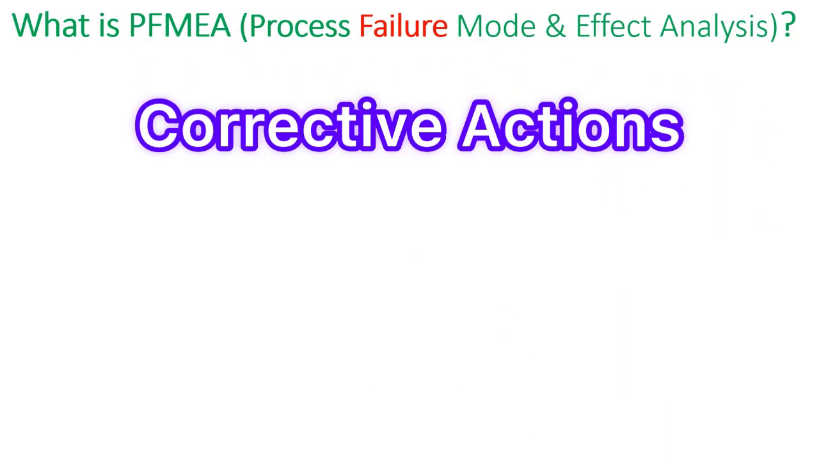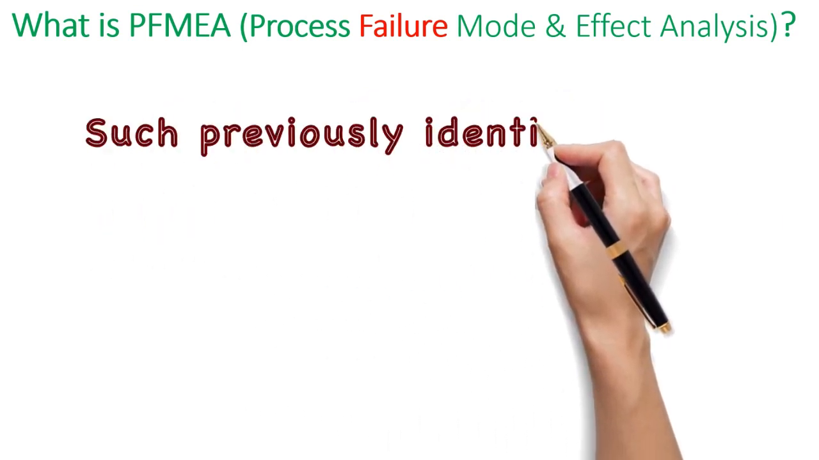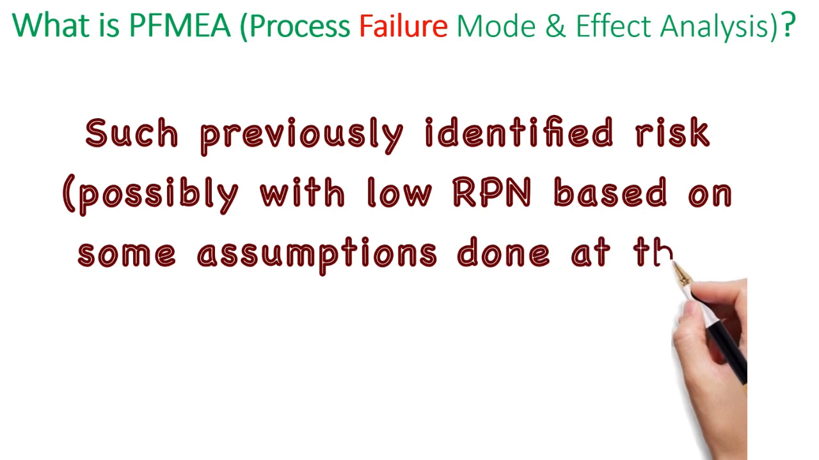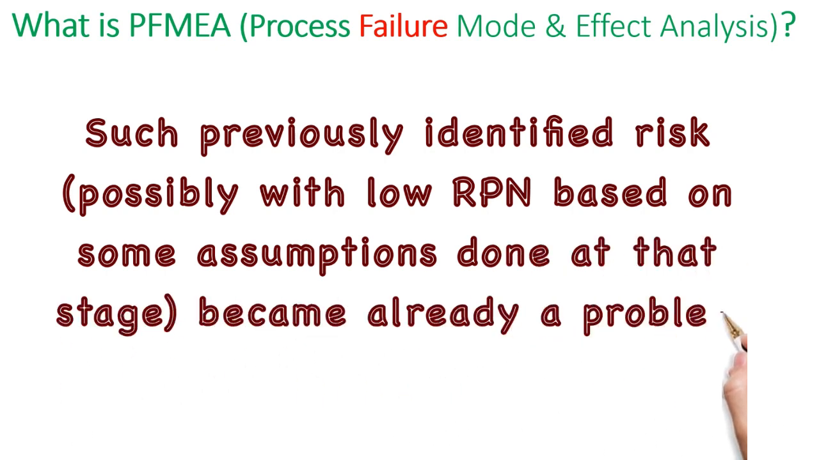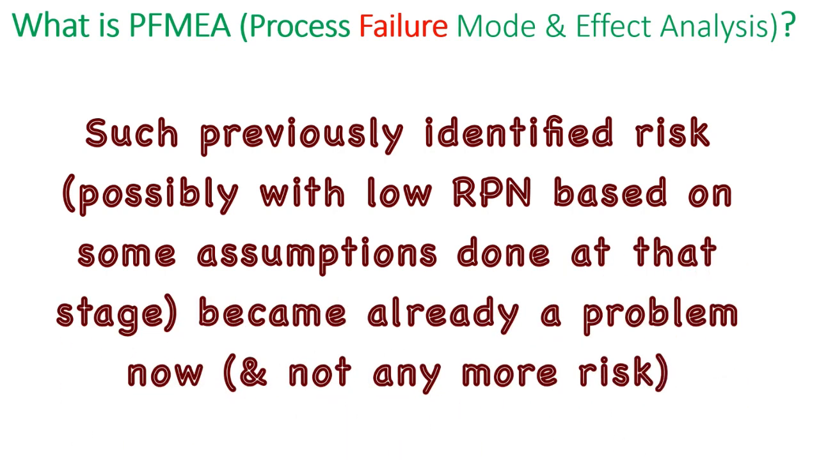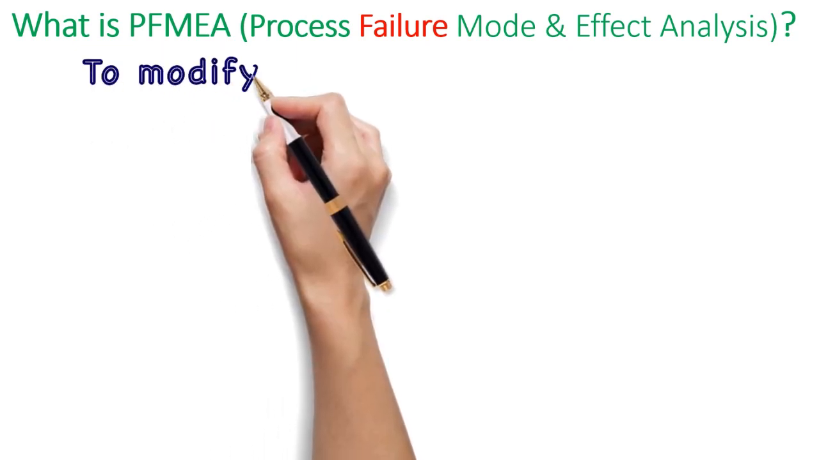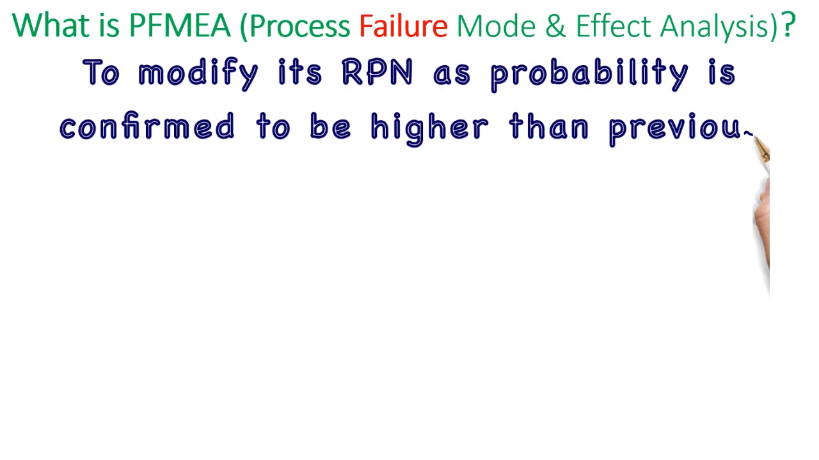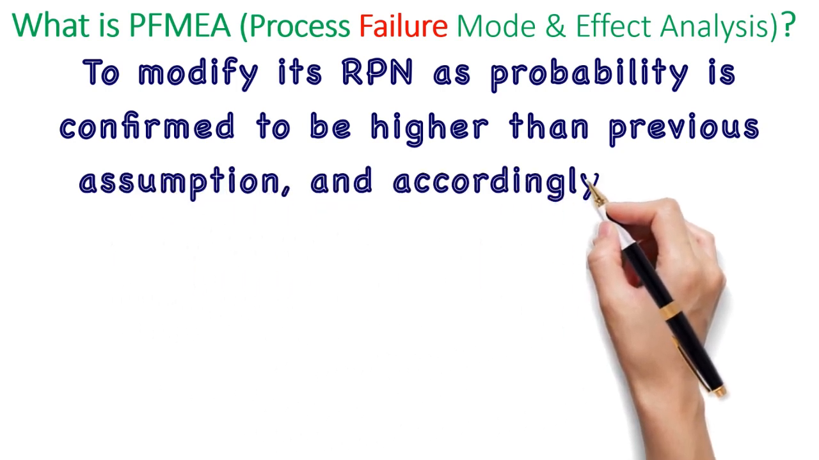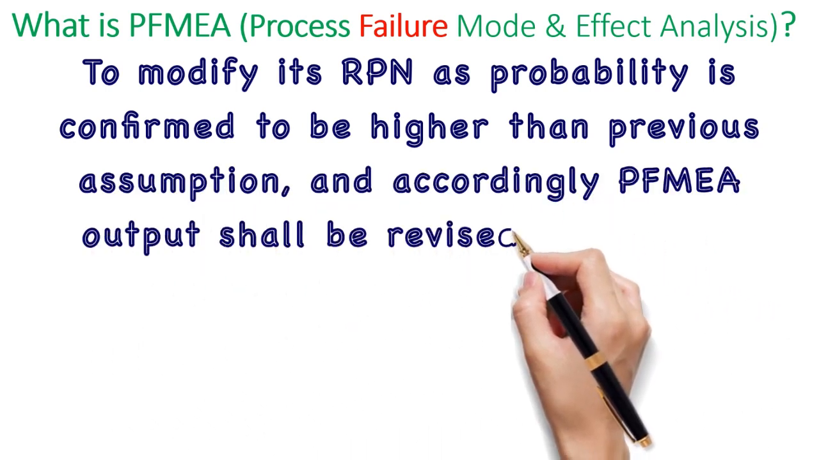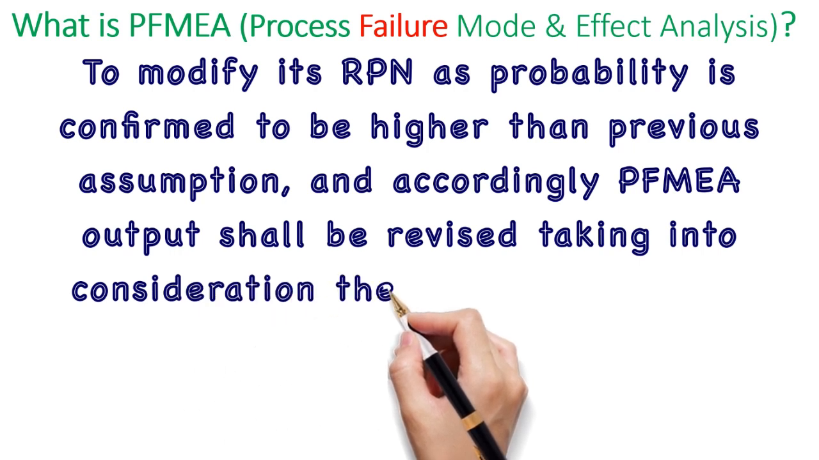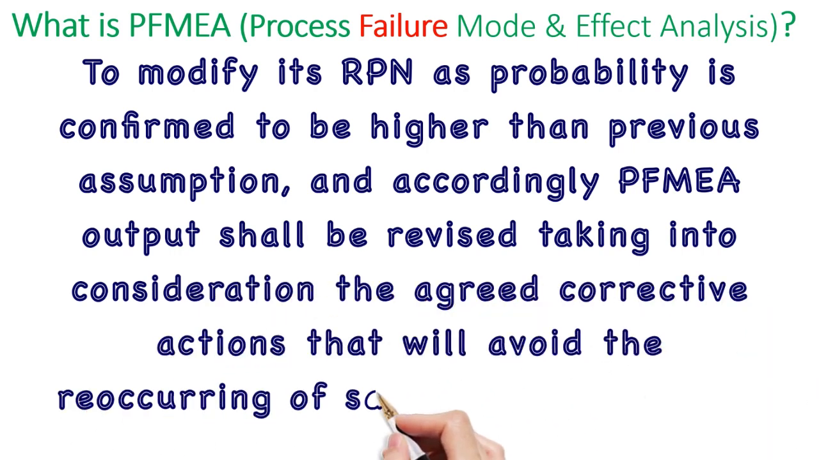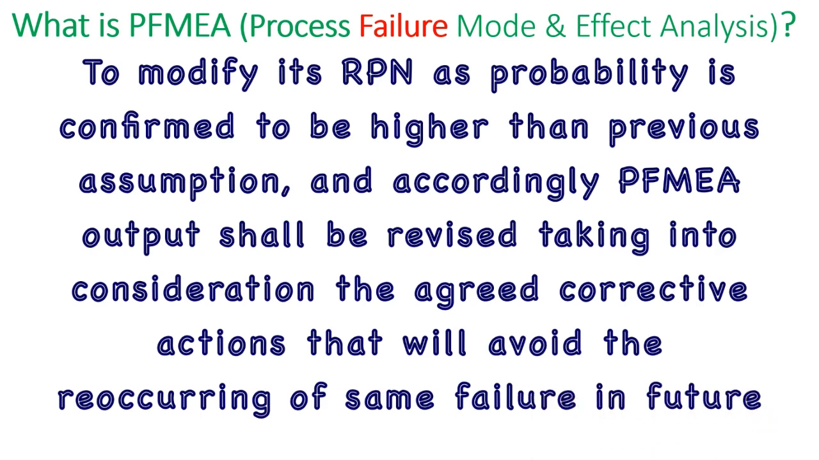On the other hand, since such a previously identified risk, possibly with low RPN based on some assumptions that were made at that stage, has already become a problem now and no longer a risk, we now have to modify its RPN, as the probability is confirmed to be higher than the previous assumption. And accordingly, the PFMEA output shall be revised, taking into consideration the agreed corrective actions that will avoid the reoccurrence of the same failure in the future.